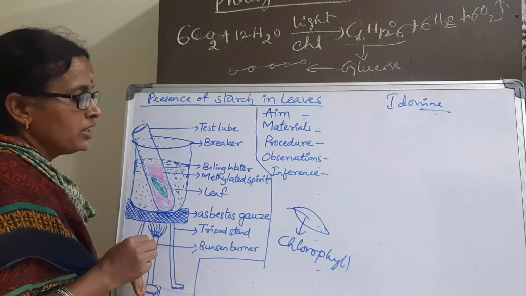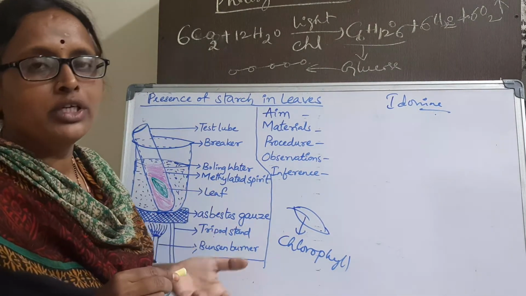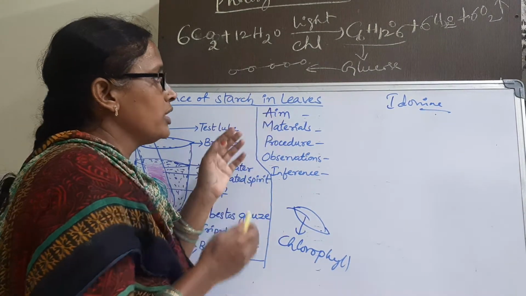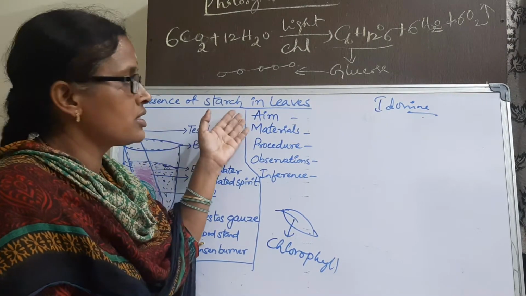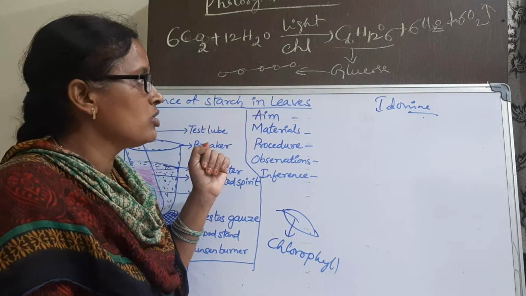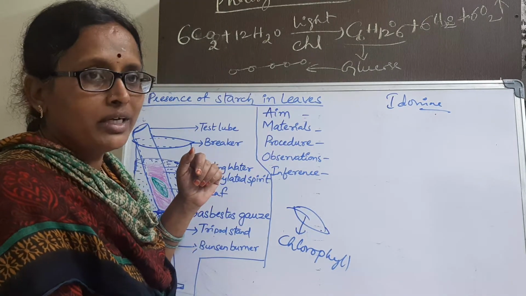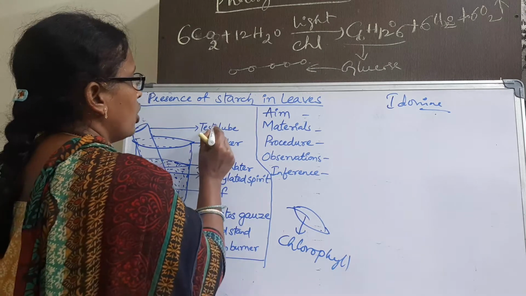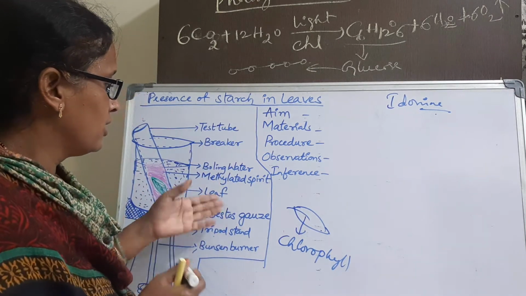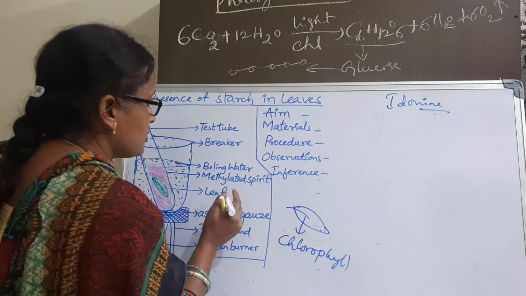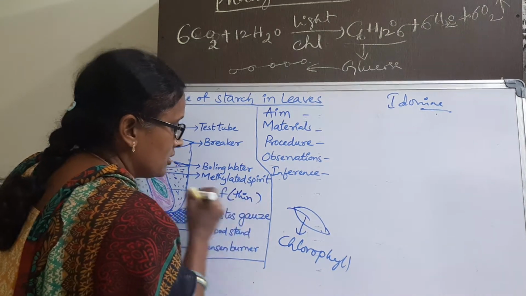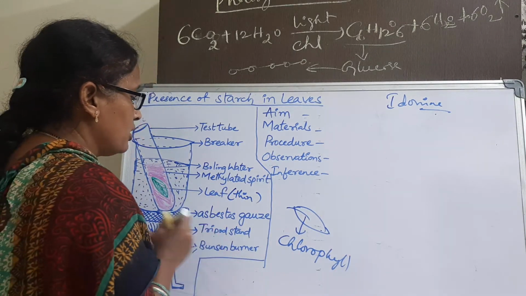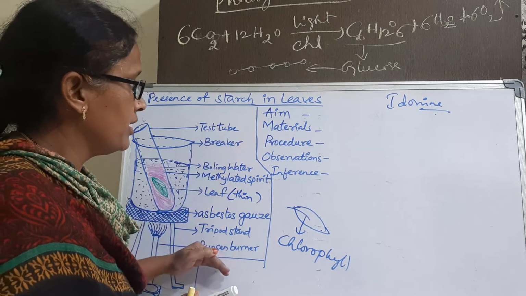So this is the arrangement of the apparatus. For conducting each and every experiment, we have an aim. So what is our aim? To test the presence of starch in the leaves. What are the materials required? Test tube and beaker, boiling water, methylated spirit, leaves, and these are the thin leaves, asbestos gauze, tripod stand and Bunsen burner.